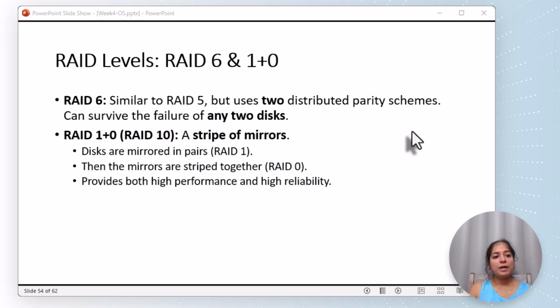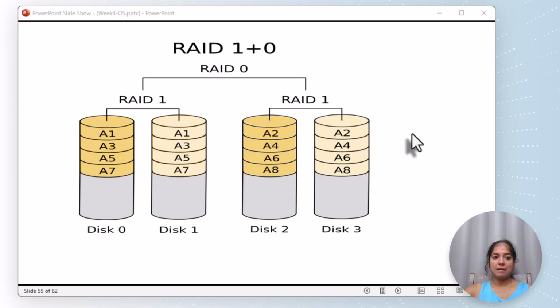And in case of RAID 10, we use a stripe of mirrors. So striping is over the mirrors. So it is the best mix of reliability and performance. In this one, disks are mirrored in pairs like RAID 1. Then the mirrors are striped together like RAID 0. So it has the features of both RAID 1 and RAID 0. So it provides both high performance and high reliability.